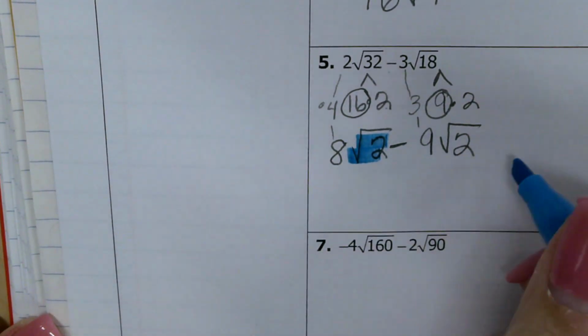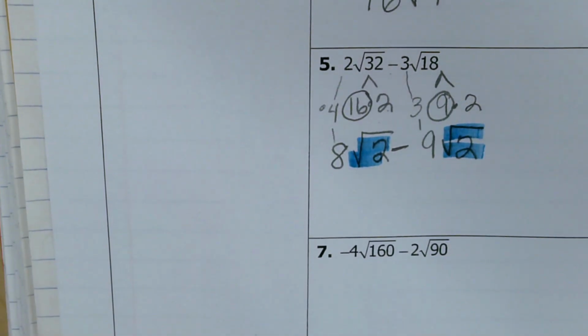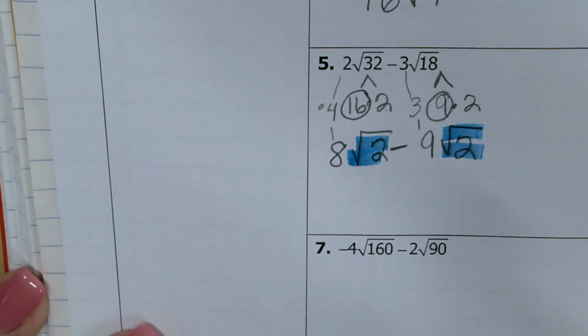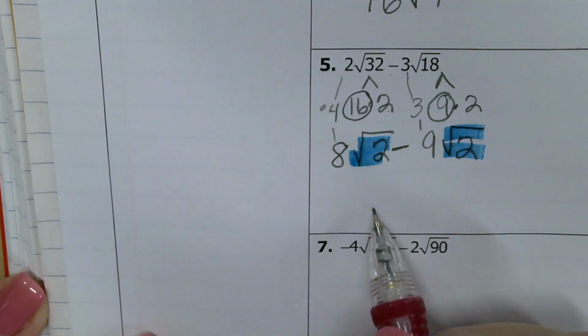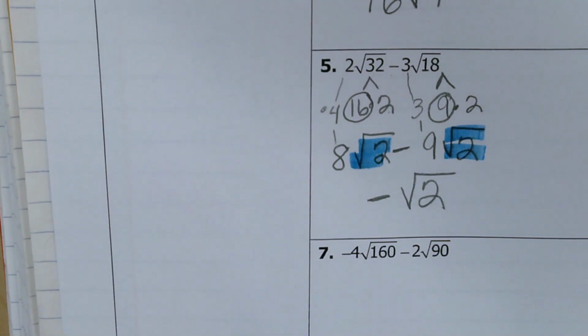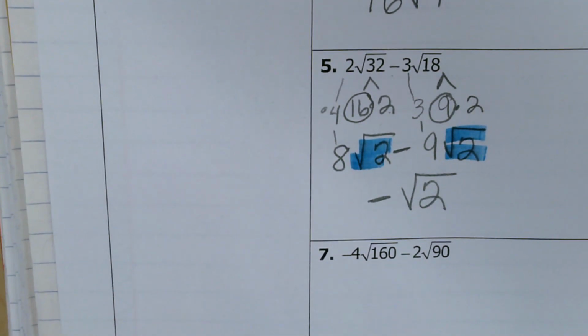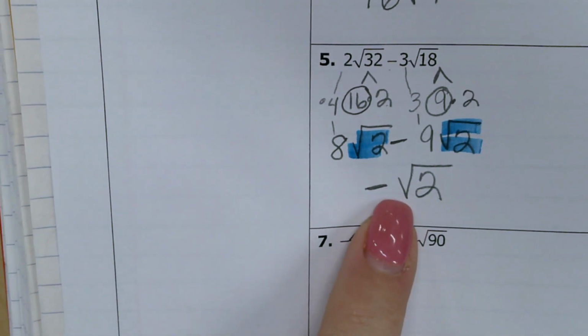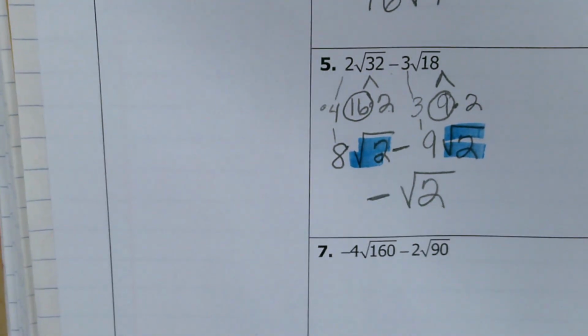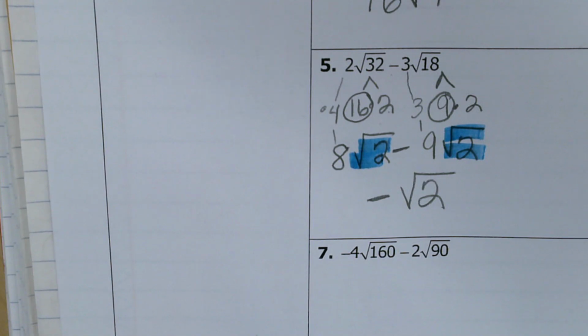What do we get? What's 8 minus 9? Are you sure? No. Negative square root of 2. Hey, Grayson said it was -1, and I told him he was right. Is he right? Yeah. I don't have to put the 1. You're normally not going to see a 1. But if it makes you feel happy to put a 1, go for it.